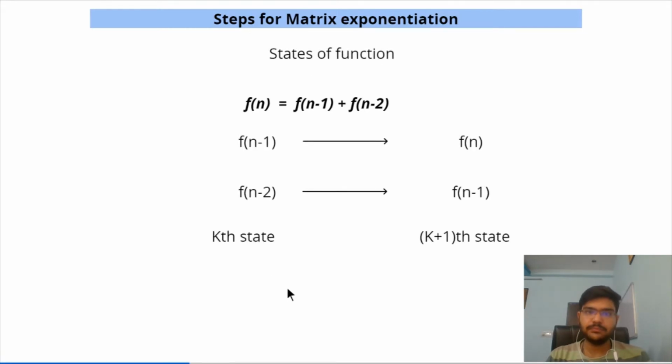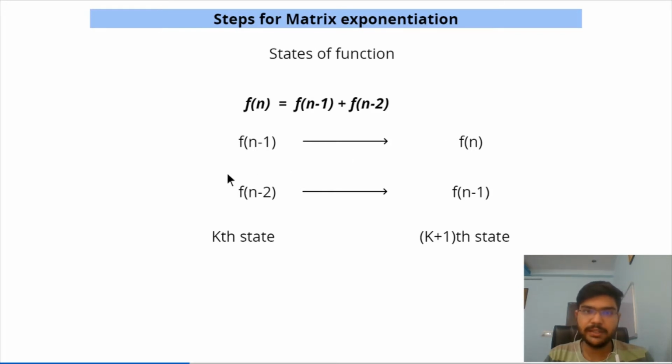So talking about states of a function, this is one of the important key points in matrix exponentiation, so understand this point carefully. What are the states of the function? If we take the states of the RHS, that is f(n minus 1) and f(n minus 2), let us denote them as the kth states of the function, and we want to calculate the k plus 1th state. So from f(n minus 1) we'll reach f(n), which is the k plus 1th state.